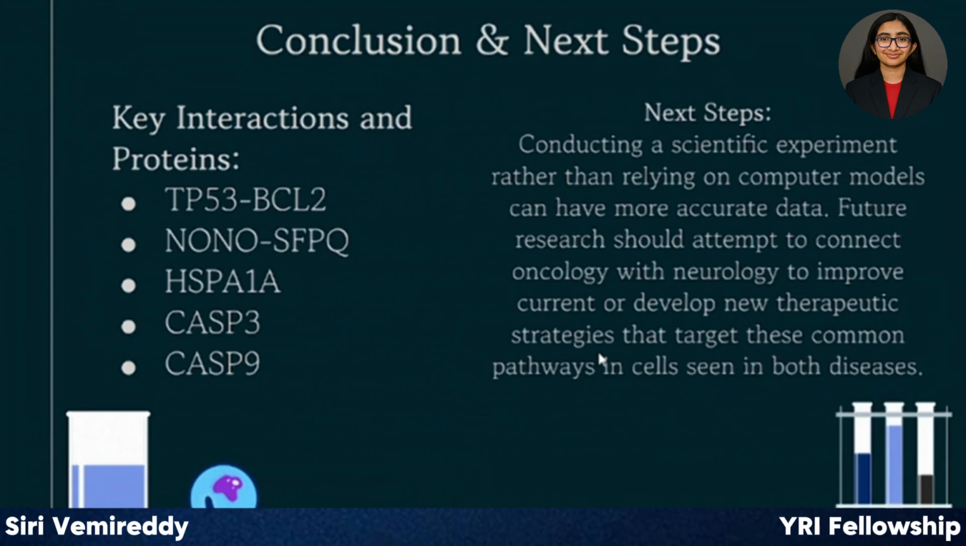And for our next steps, we do suggest, once again, like I said earlier, that a scientific experiment should be conducted rather than relying on computer models, as it can have more accurate data. And we should also suggest that future research should attempt to connect oncology with neurology to improve current or develop new therapeutic strategies that can target these common pathways in cells seen in both diseases.